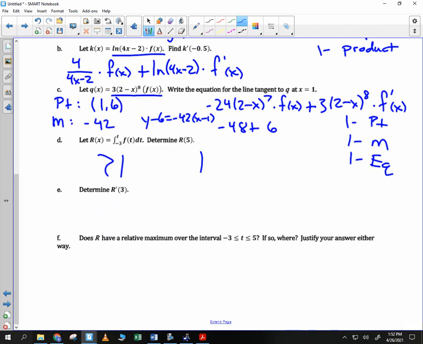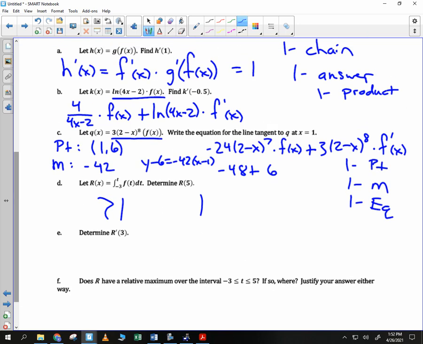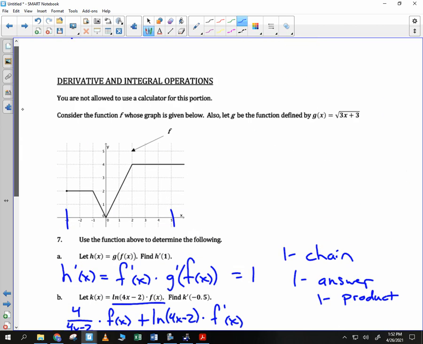The derivative at 3. This is such a great problem. What happens if you take the derivative of r of x? What do you get? This goes away, right? You just get f of x. So you're just looking at f of 3. What's f of 3? 4, yeah.